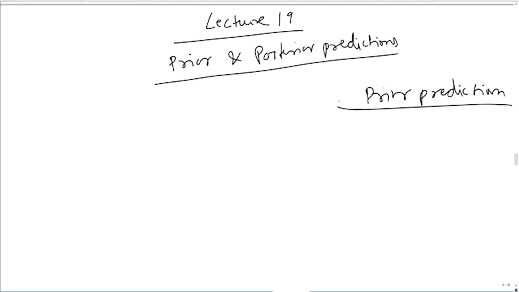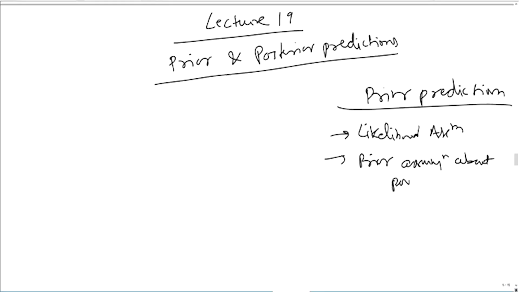This is the prediction you can make before even seeing the data, right? So what do you have before seeing the data? Before even seeing the data, when you are planning the experiment, in the planning phase of the experiment, you make two crucial assumptions, right? We discussed this earlier as well. You make the likelihood assumption and you make prior assumptions about the parameter of interest. So you make these two assumptions even before seeing any data.